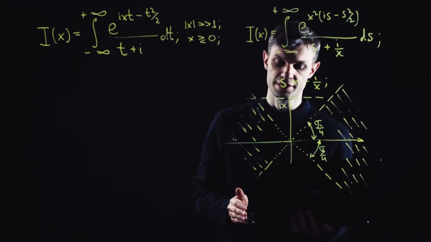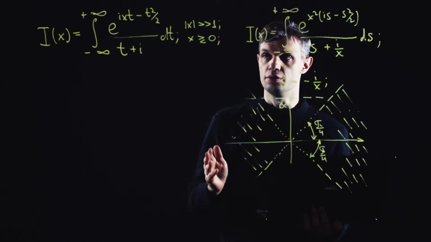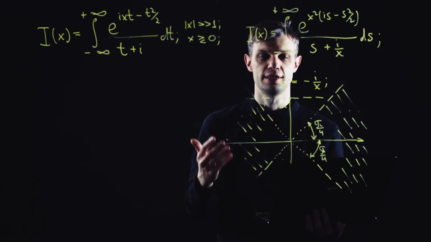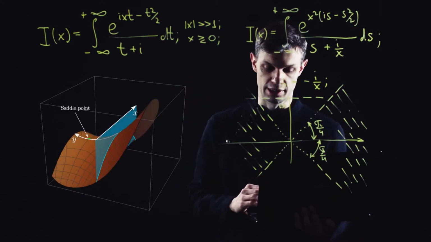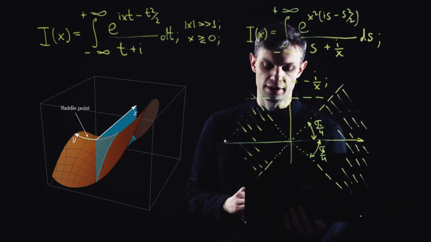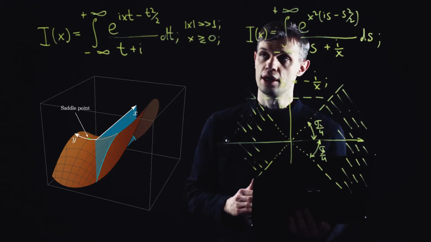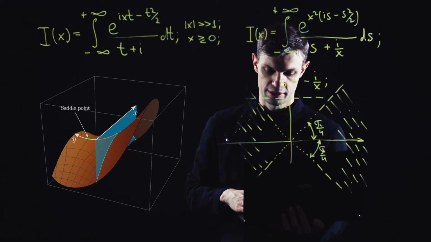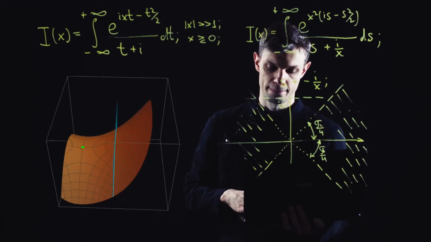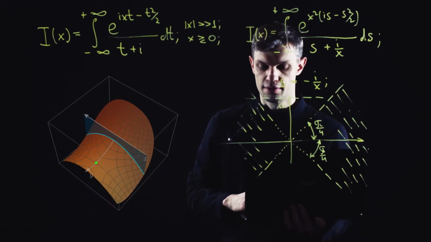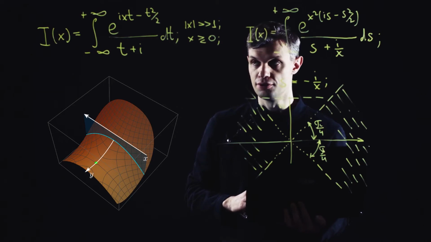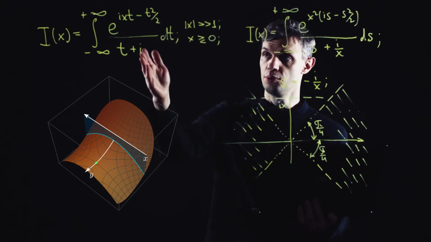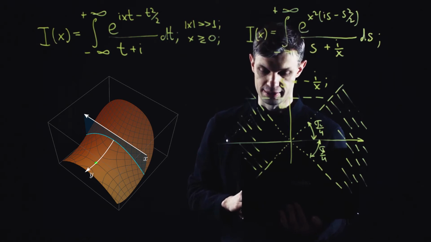Before we proceed any further, let me show you some 3D visualization which will help you understand what's going on in the complex plane. So what you're looking at in the projection is the relief of the real part of the exponent function. Let me rotate it for you. And the blue line corresponds to the initial position of the contour, which is a real axis.